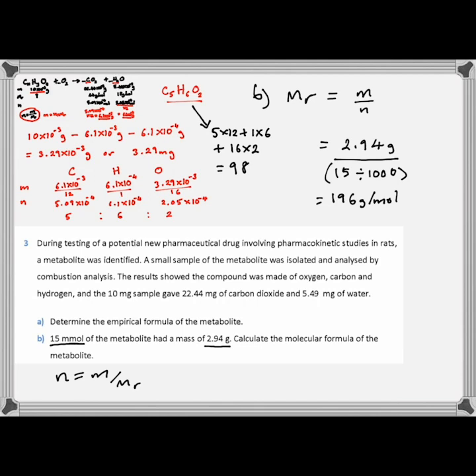So our empirical formula is not the correct molecular formula, because from part B's information, the MR value of our metabolite is actually 196. The relationship between these two values, this 98 and this 196, is that one is half the other. And so all we have to do is times our entire formula by 2 in order for it to have the correct molecular formula. So if we times our formula by 2, instead of C5, it'll be C10, instead of H6, it'll be H12, and instead of O2, it's going to be O4. That is our molecular formula of the substance.